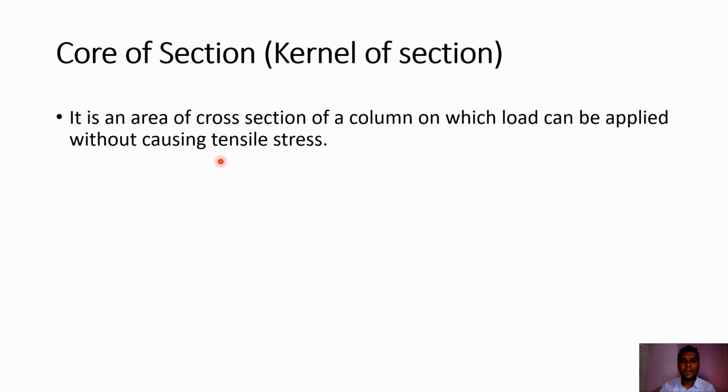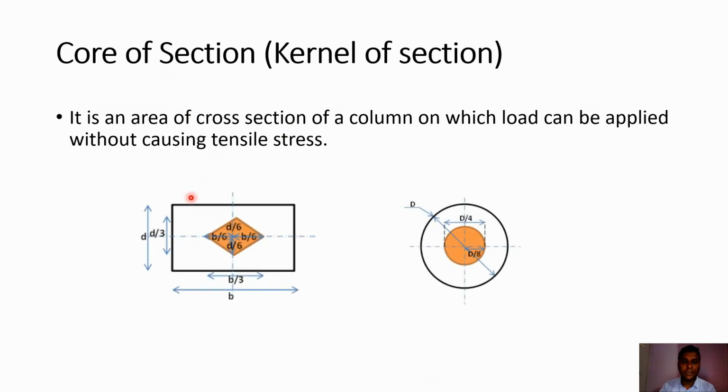Means when a load is applied over this particular region of a column, whatever stresses are developed throughout the cross section of the column are wholly compressive, meaning no tensile stress is allowed in this case. For this rectangular section of the column, if we apply a load throughout this shaded region, whatever resultant stresses are developed over this cross section will be wholly compressive, so no tensile stress will be developed.